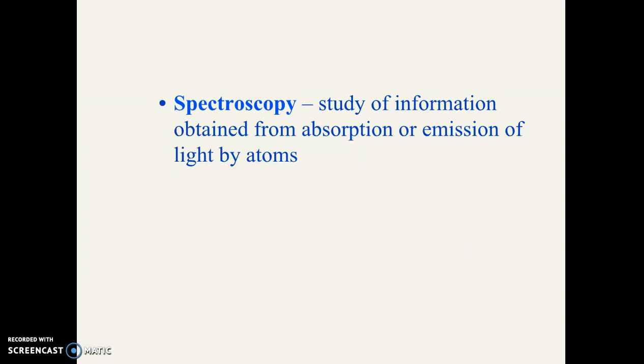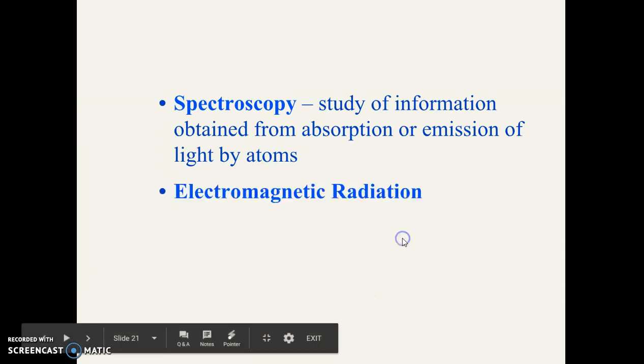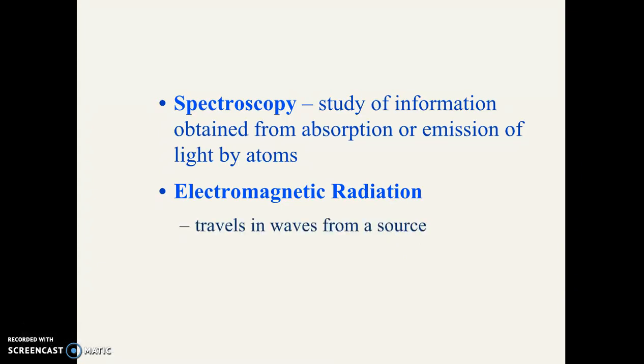Spectroscopy is the study of information obtained from the absorption or emission of light by atoms. The cool thing about atoms and these electrons is you can excite these electrons by giving them energy. So whether it be high temperature or electricity, you can give them energy and you can actually get them to shoot out to higher energy levels. When they do that, they have to come back down to their ground state, to their original state. So when they fall back down, they give off light.